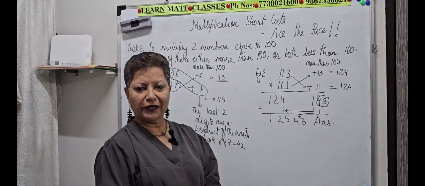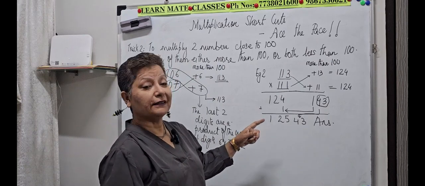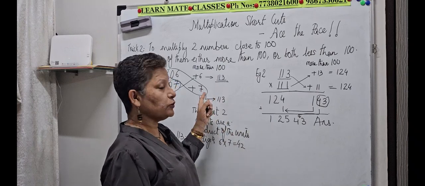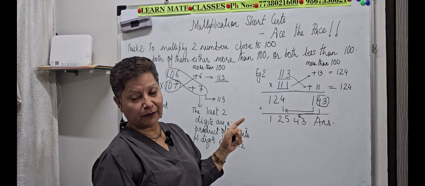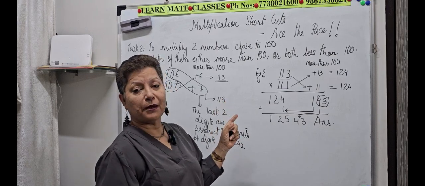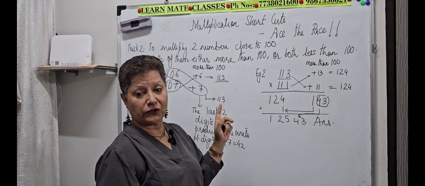Simple. Is that okay? So this is how you're going to be multiplying for numbers close to 100 and more than 100. Both the two numbers are more than 100. Now in the next example, I'm going to be taking where both the numbers are less than 100 but close to 100. Okay?